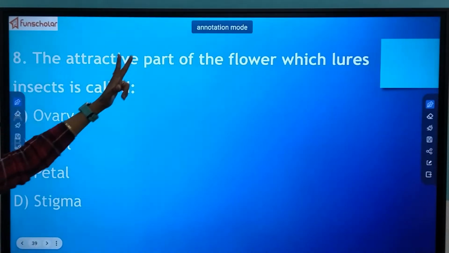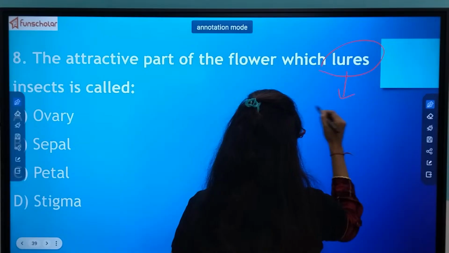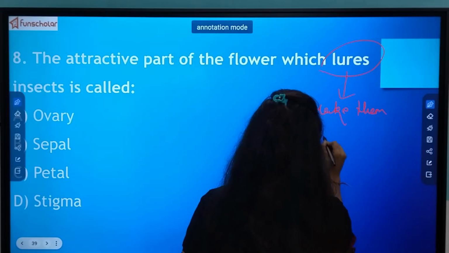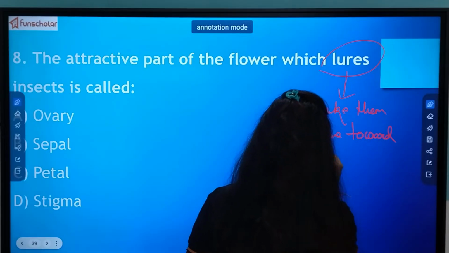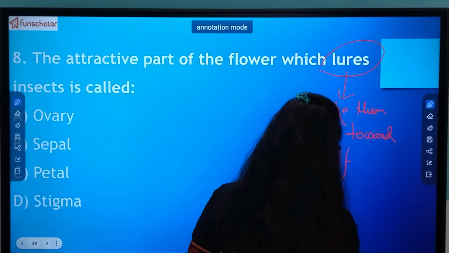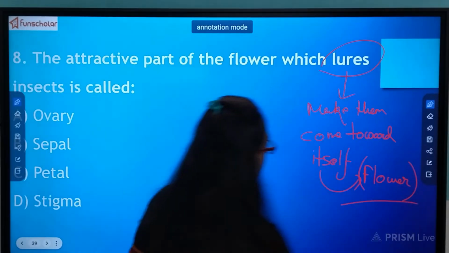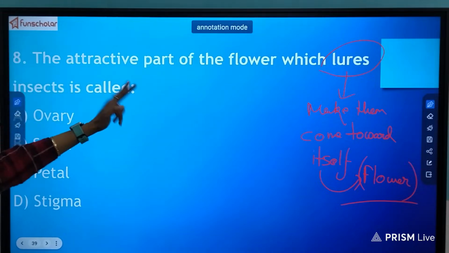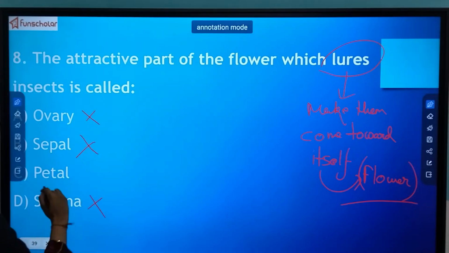The attractive part of the flower which lures insects. Lures insects means makes them come towards itself. Itself, who is this itself? Itself is the flower. Okay? Please write the meaning because that is a new terminology to you. So the attractive part of the flower is what? Ovary? No. Sepal? No. Stigma? No. What is the answer? Petal. Understood? Okay.